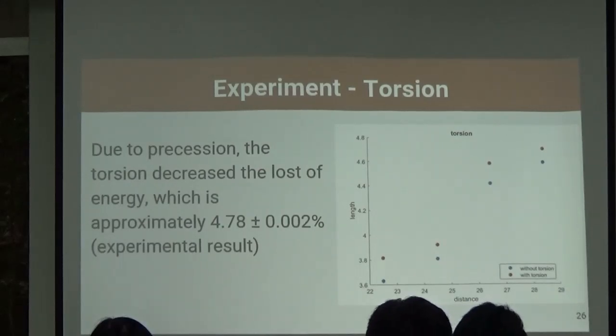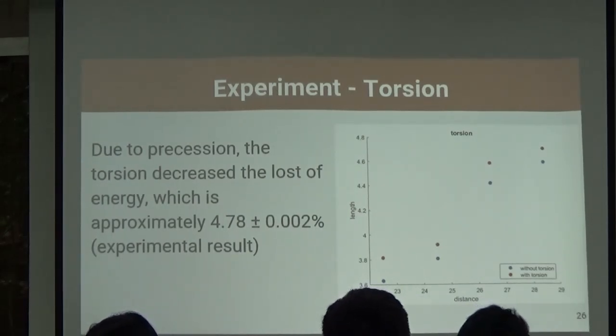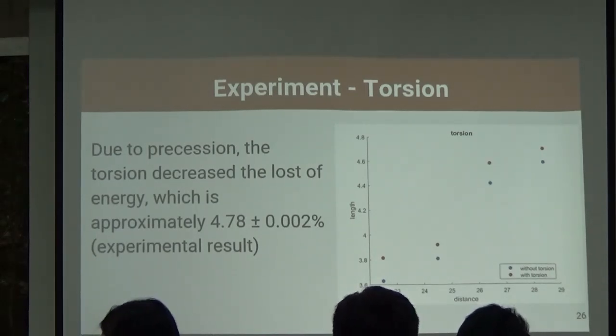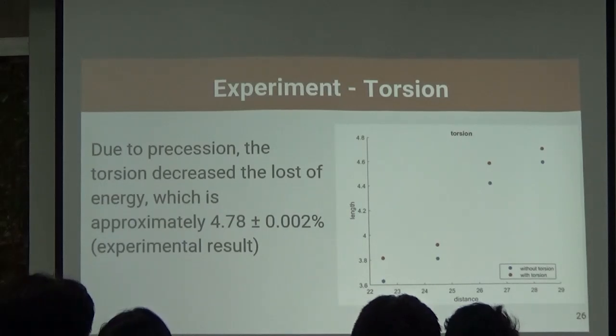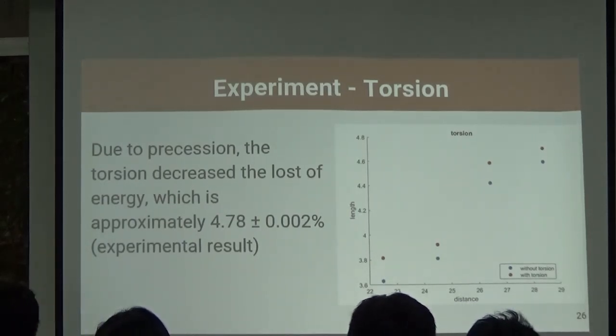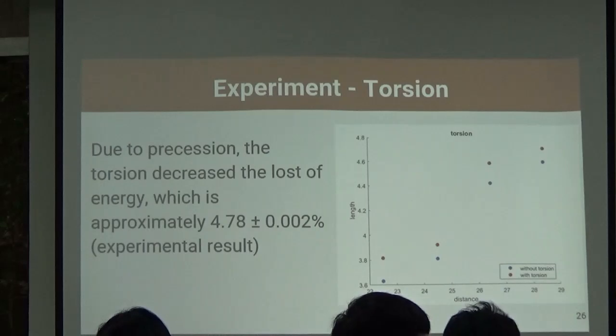Then we establish another factor that might affect this phenomenon, which is torsion. At first, we predicted that torsion can cause vibration, therefore loss of energy will occur. However, after the experiment, we find, and we think that due to precession, torsion decreases the loss of energy instead of increasing it. The experiment supports our prediction, and this decrease in loss of energy is approximately 4.78% based on the experimental results.